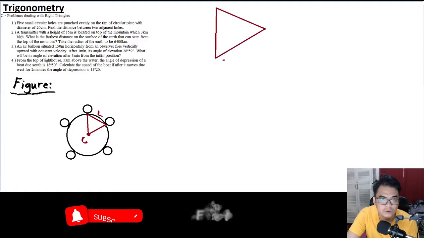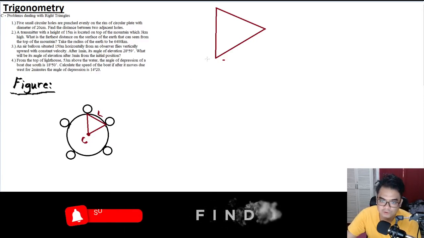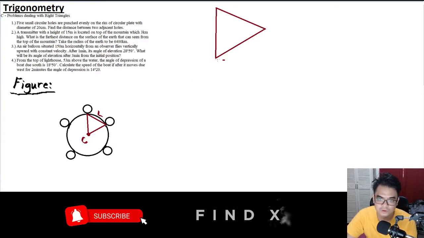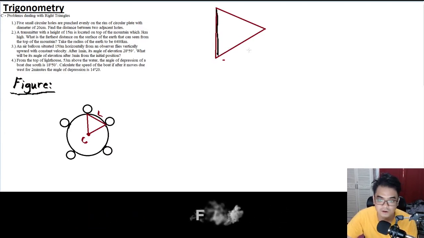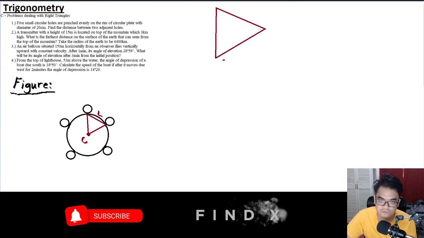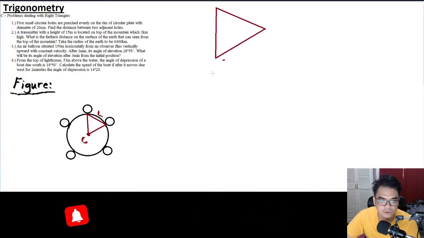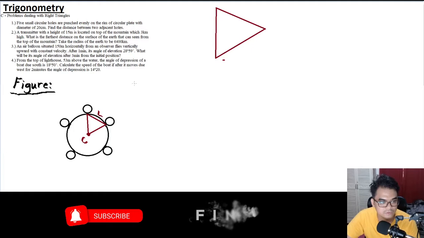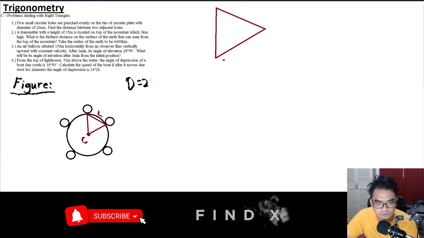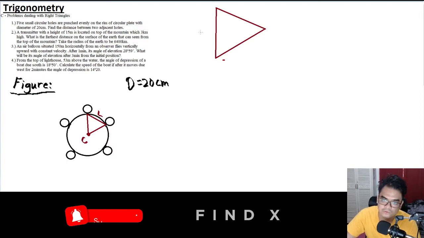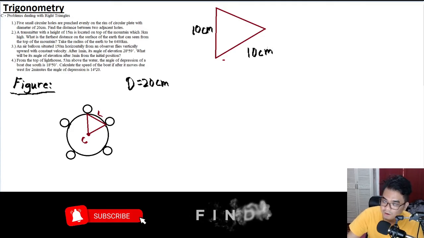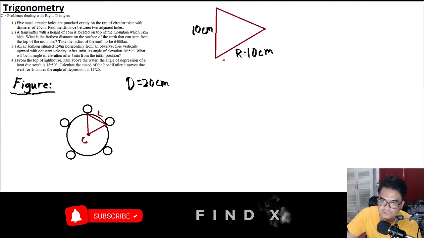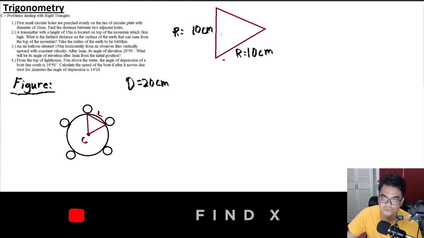There you go. So this will be your center. This is our center as of now. If that is a center, therefore this line and this line are radius. But we all know there's a given for number one that the diameter is equal to 20 centimeters. Therefore, I can say that this is 10 centimeters and this is also 10 centimeters because they are both radius.